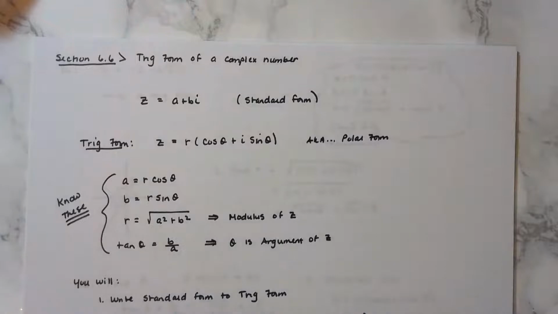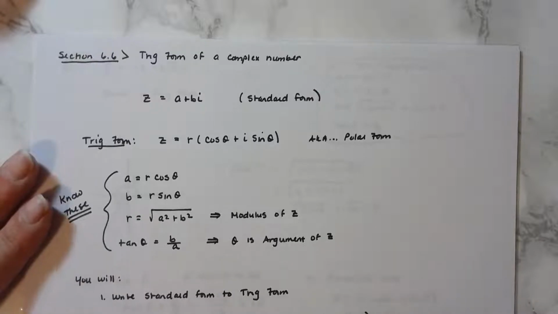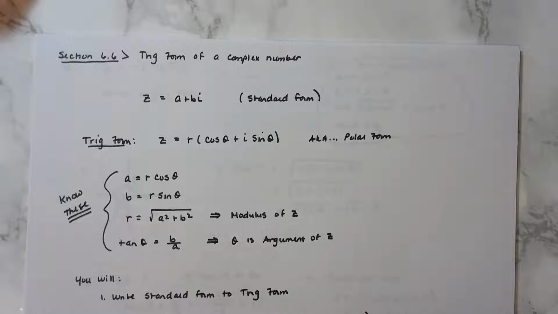All right, so let's talk about section 6.6, the trig form of a complex number. This is going to be short and sweet. It's not difficult at all, provided you know your unit circle. So let's get into this, and then you'll do some homework tomorrow after you watch the video.